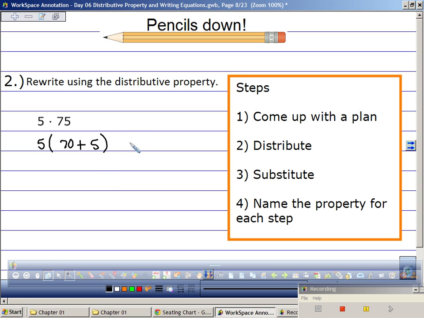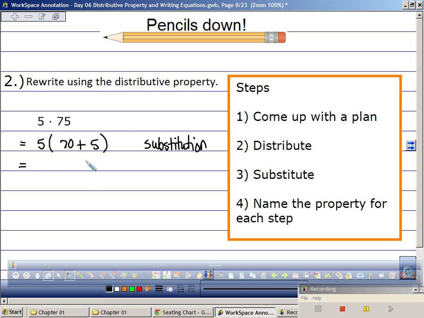What property did I just use? If I say 75 is actually 70 plus 5, what property is that? If I said 70 plus 5 equals 75, what property would that be? Substitution. Isn't substitution substituting one thing for another? Isn't 75 also 70 plus 5? Right? Okay. So let's move on with this.